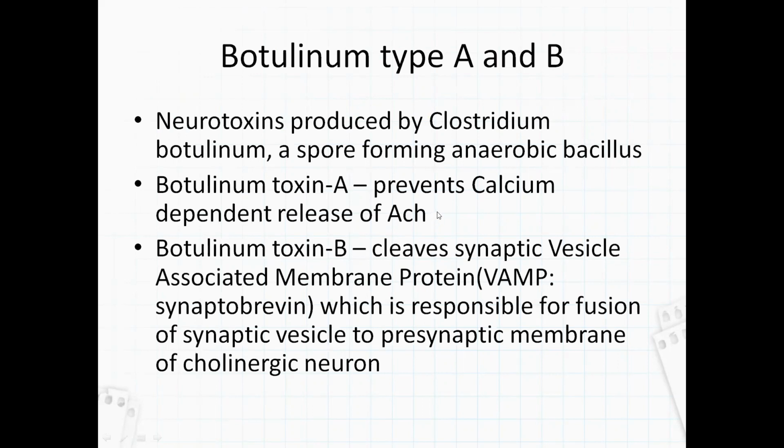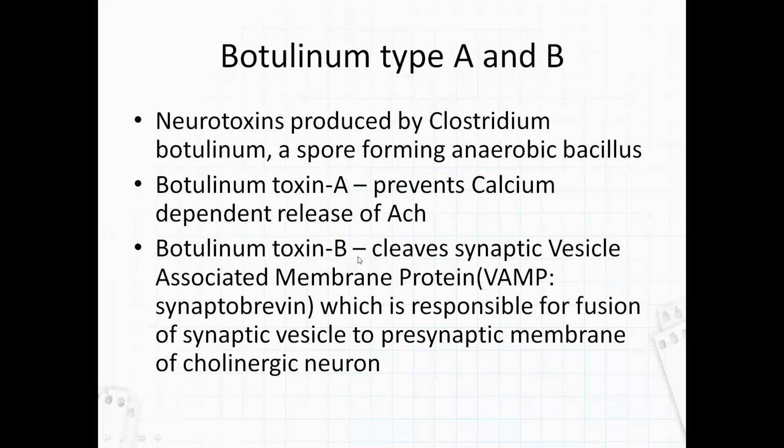Like in the neuron, there are vesicles, right? I showed this in the starting slides. Those vesicles contain acetylcholine, which is stored in the vesicle and then released. But this is a calcium-dependent release. Botulinum toxin A will prevent that calcium-dependent release, because of which acetylcholine will not be released and the impulse, that action potential, will not be formed.